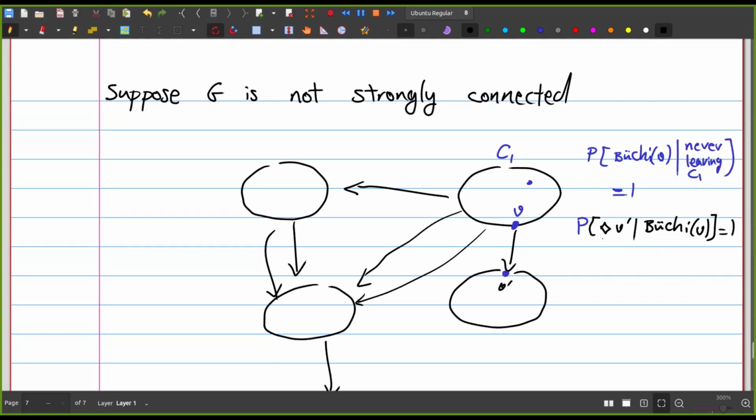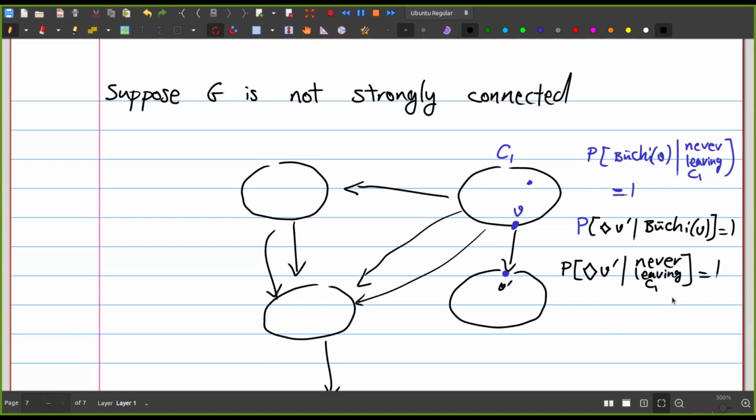So now the probability of this event given this one is 1, but the probability of this one given this one is also 1. So the probability of the first event given the last one, and never leaving C1, is also 1. Right? But again, this is a contradiction, because if I'm reaching V prime, I'm definitely leaving C1.